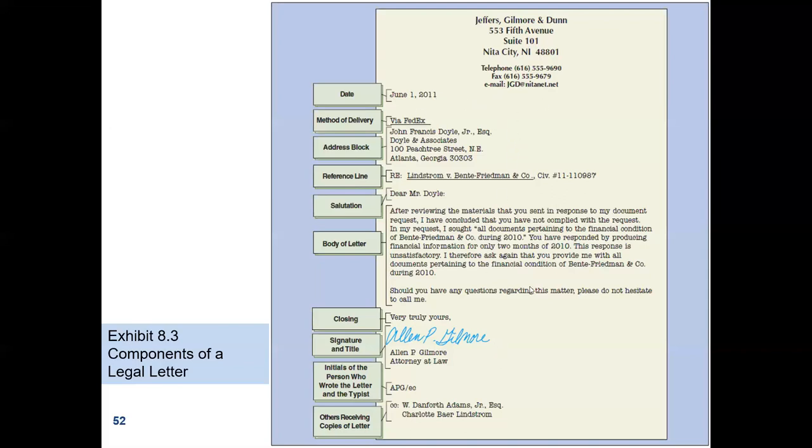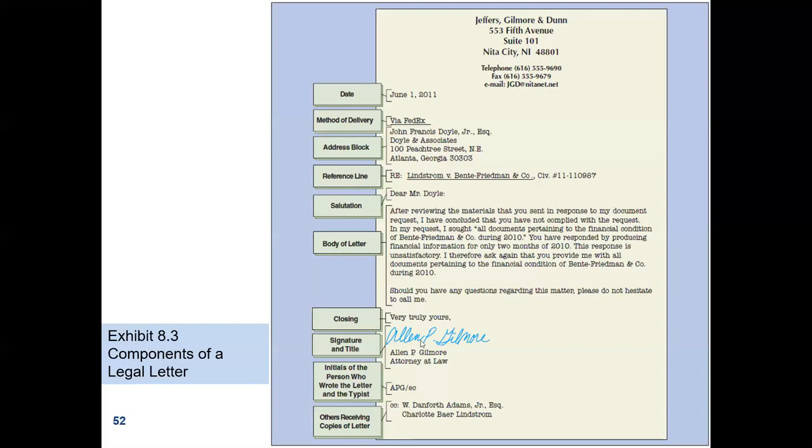If we centered these rows, they wouldn't all line up vertically in that nice way, because this line, Allen P. Gilmore, is slightly shorter than Very Truly Yours, comma. So it wouldn't line up and it would look strange. The bottom line is, these stay right here on this margin. So that gives you an overview.